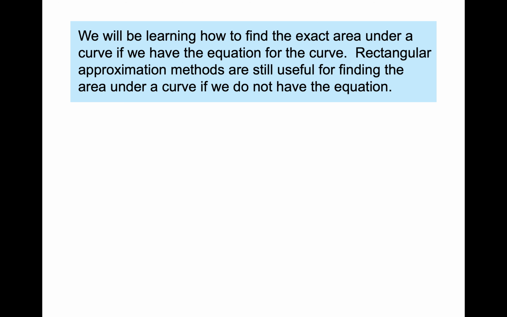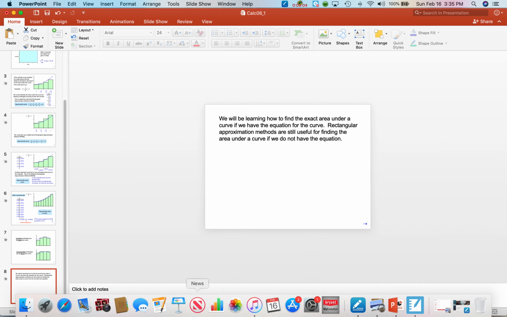We will be learning how to find the exact area under a curve if we have the equation for the curve. We're going to do that a different way. We're not going to use RRAM and MRAM or LRAM. We're not going to use all of those with rectangles. If we know the function, then we have a way to get the answer exactly, so we don't need to do approximations. However, sometimes you're not given a function, you're just given data, and you have to come up with an approximation. And so that's what we're going to look at now.